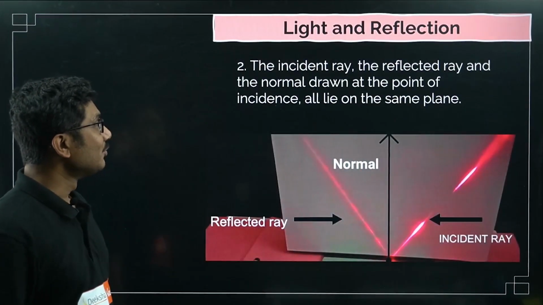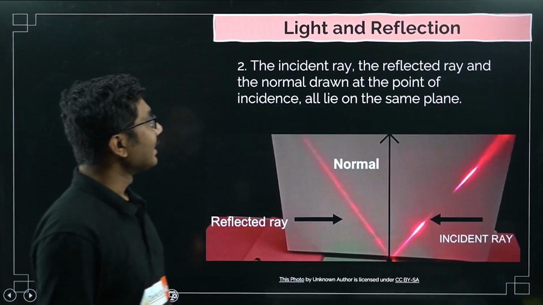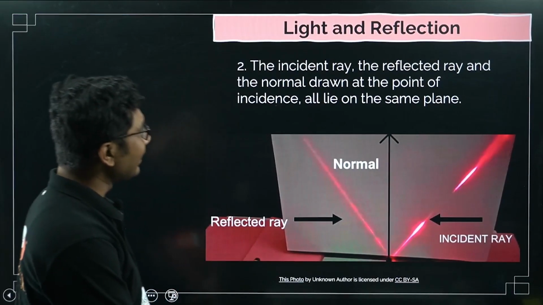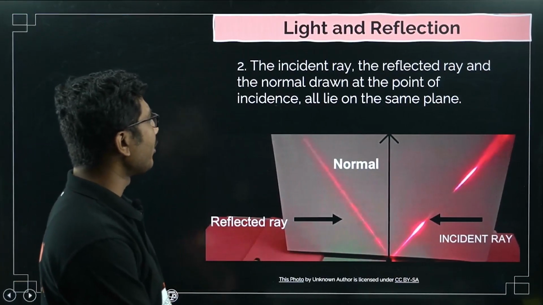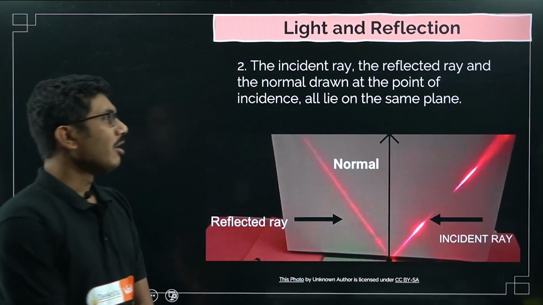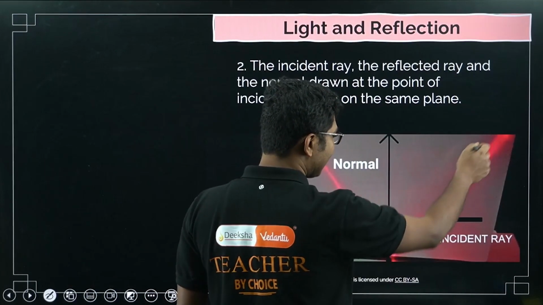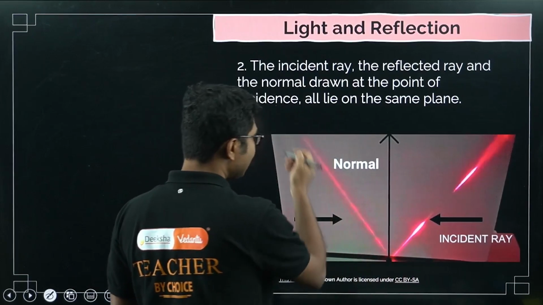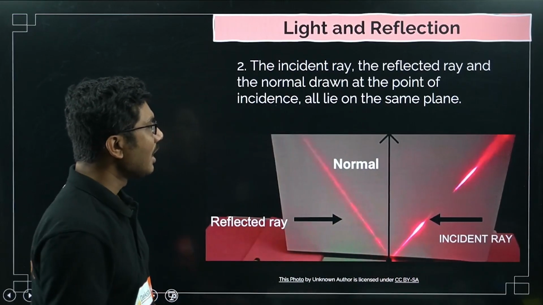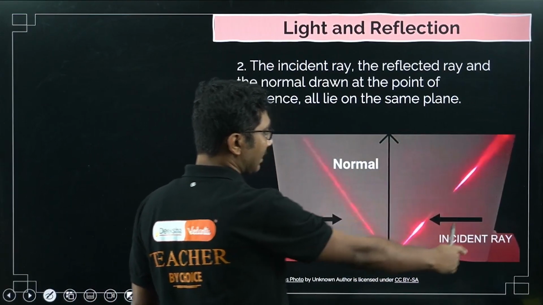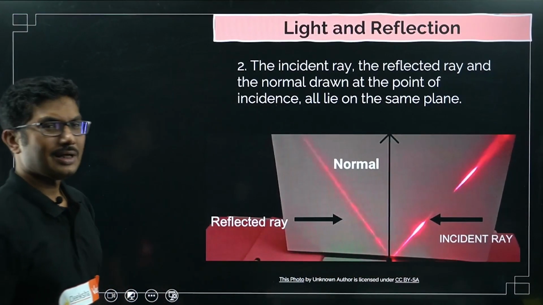Now let's move on. The incident ray, the reflected ray, and the normal drawn at the point of incidence all lie on the same plane. So the incident ray is this, the reflected ray is this, and the normal that you have drawn, everything lies on the same plane.